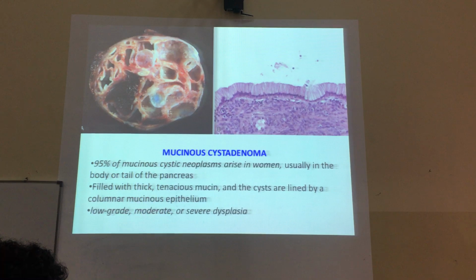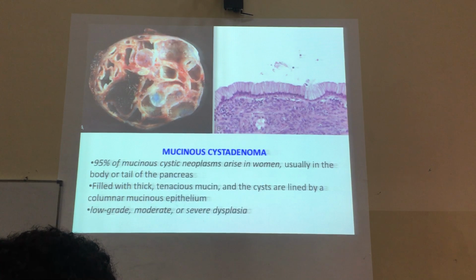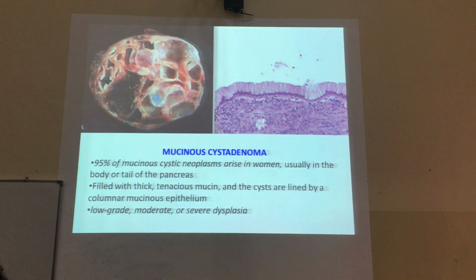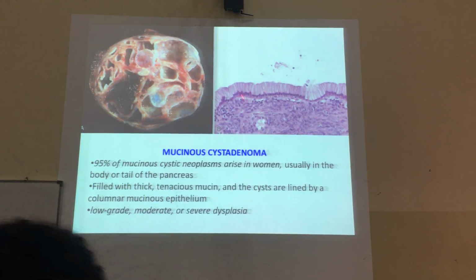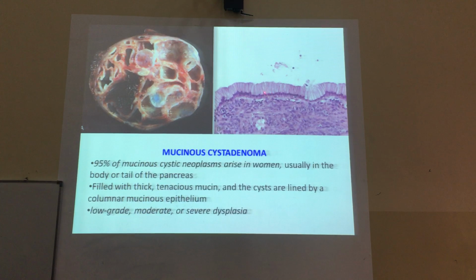Okay, so mucinous cystadenoma. This is very common. 95% of the mucinous cystic neoplasms arise in women. So like serous they are more common in females, usually in the body or tail of the pancreas, but usually not the head. It is filled with thick, tenacious mucin. You can see in this cross-section picture, somewhere it is very thick mucin, like jelly-like material. And the cysts are lined by columnar cells, which have apical mucin.